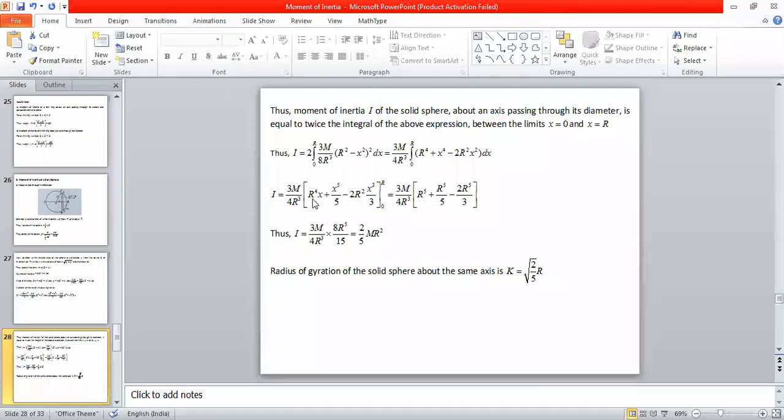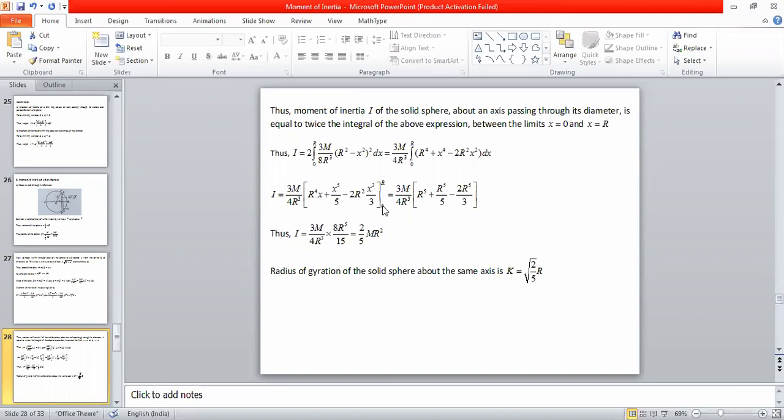r to the power of 4 is a constant, it stays as it is. The integration of dx is x. Now we have x to the power of 4; its integration is x to the power of 4 plus 1 divided by 4 plus 1, which is x to the power of 5 divided by 5. Minus 2 r square is a constant and stays. We have an x square term, and the integration of x square is x cube by 3. So therefore we have r to the power of 4 times x plus x to the power of 5 divided by 5 minus 2 r square x cube divided by 3, from 0 to r.